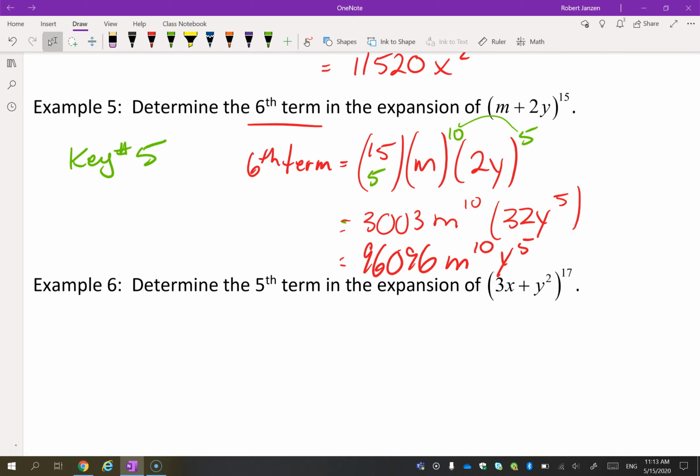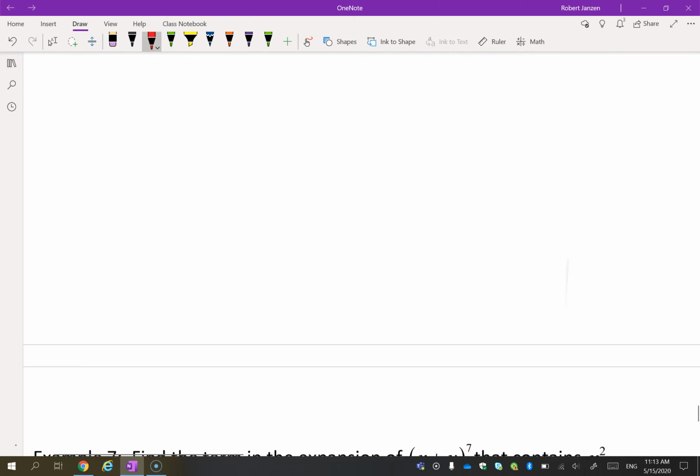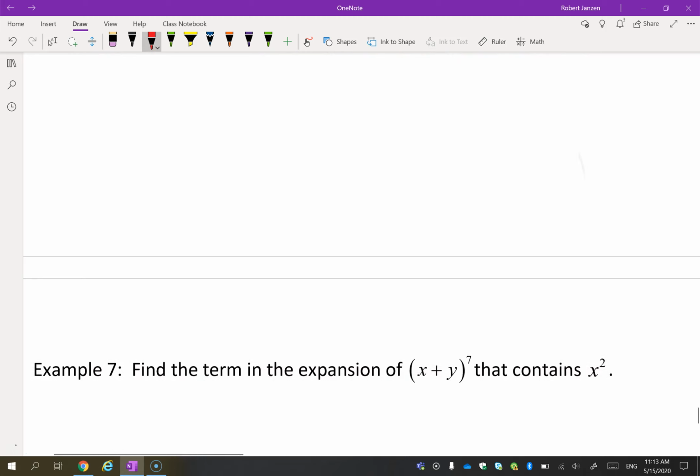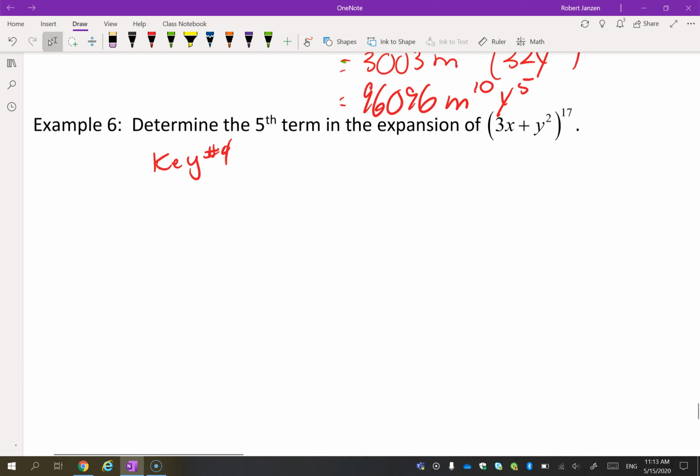Same thing, determine the 5th term. So here the key number is 4. And I think we're going to stop there.